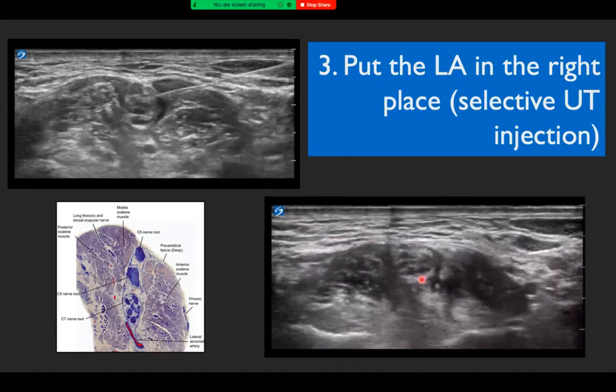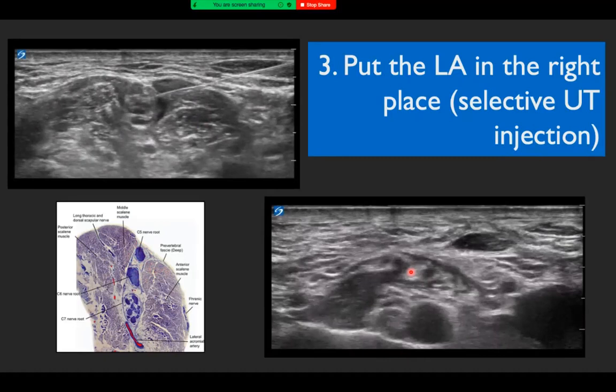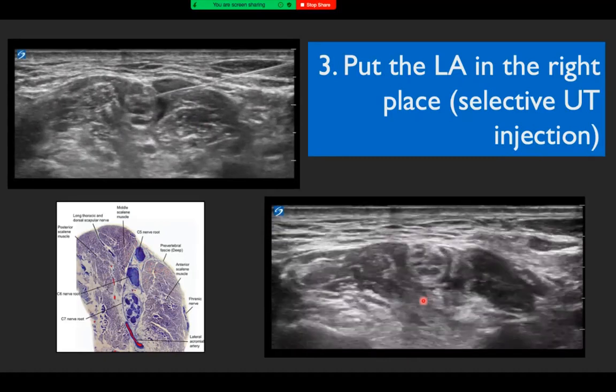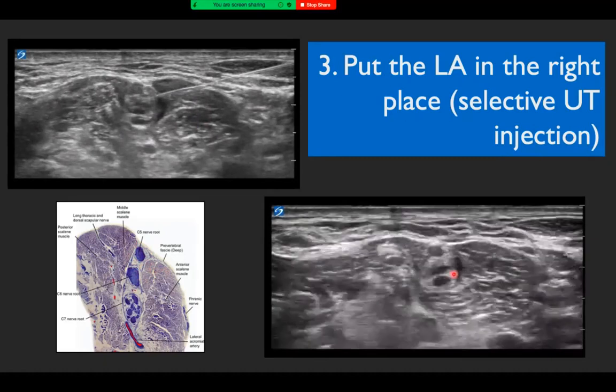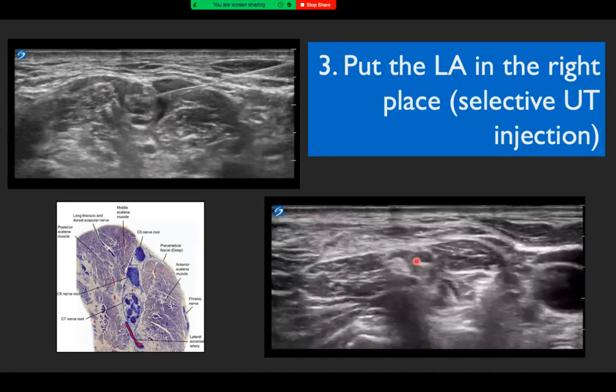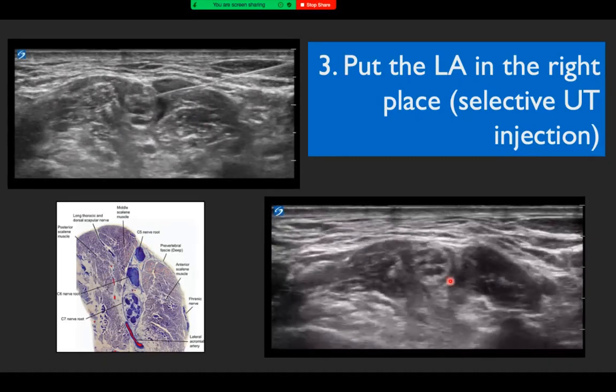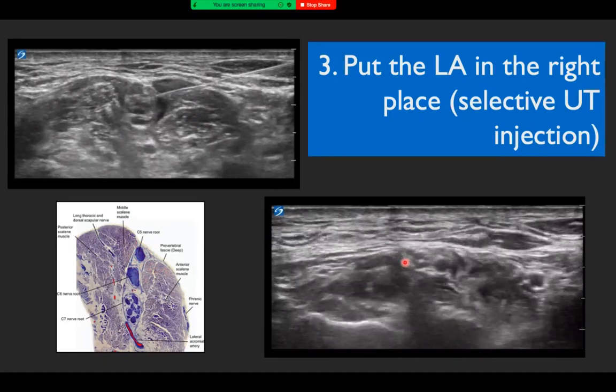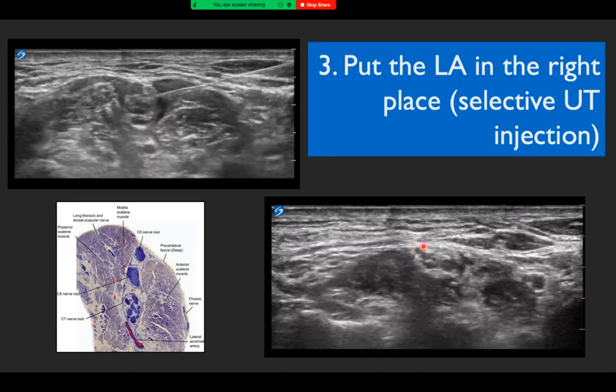If you look, the local anesthetic has well soaked the upper trunk, which divides into anterior and posterior division. As I scan back, it unites together, and as I scan more, it divides into C5 and then C6. As we go down, it divides into anterior and posterior division. This last corner was the suprascapular nerve.